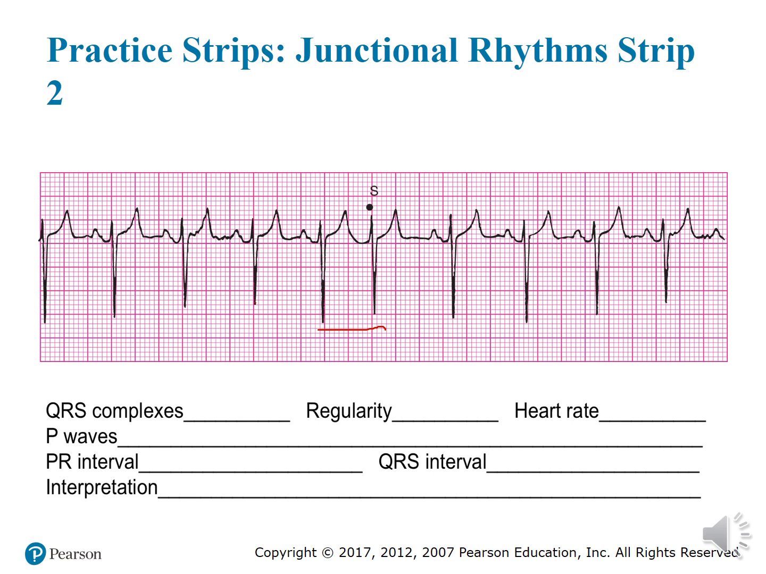So we did our QRS, we determined our regularity, which is regular with the premature beat. Now it's time to calculate our heart rate. From this R to this R is 14 squares, little blocks. We're going to take 1500 divided by 14. Our heart rate is 107. Are there any P's?